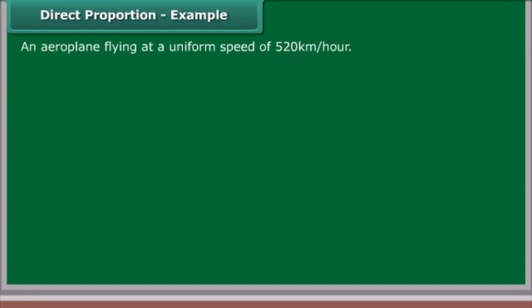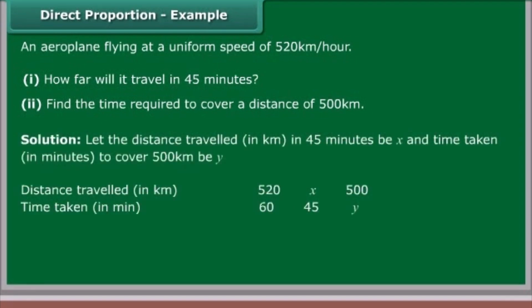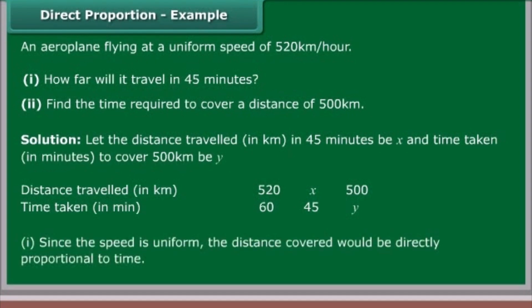Example: an airplane is flying at a uniform speed of 520 km per hour. How far will it travel in 45 minutes? Also find the time required to cover a distance of 500 kilometers. Solution: let the distance traveled in kilometers in 45 minutes be x and the time taken in minutes to cover 500 kilometers be y. Since the speed is uniform, the distance covered would be directly proportional to time.